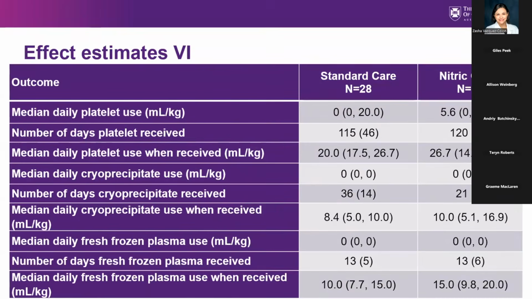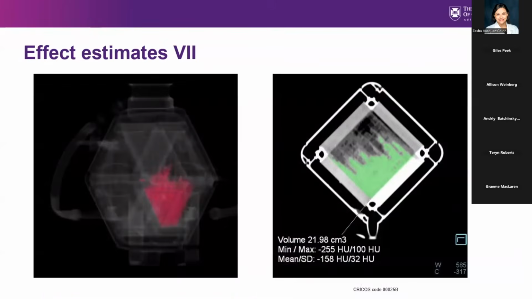We then looked at all the other blood parameters, and I won't run you through every single one of them. The bottom line here is that we looked at the platelets, we looked at the cryo, looked at FFP, and none of them actually showed much of a difference between the groups.